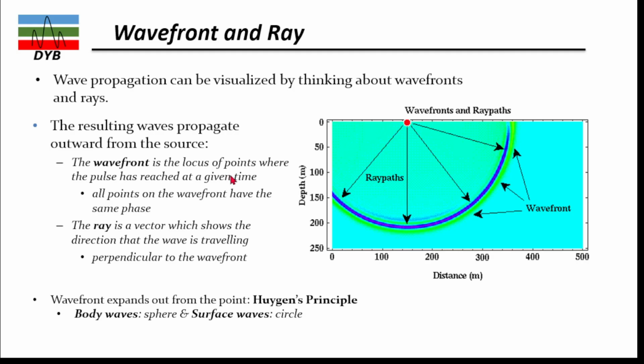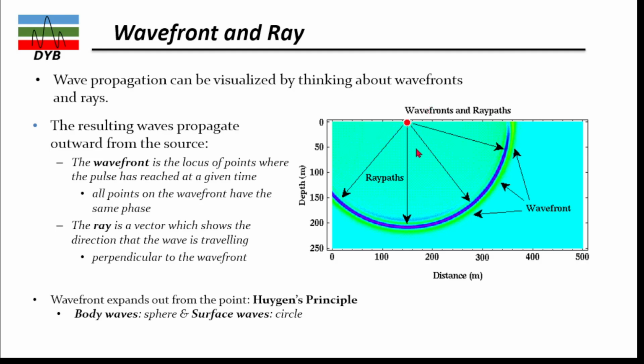This slide is to present what the wavefront and the ray are. So the wavefront, which is shown over here, this is the wavefront and this is the ray part. The wavefront is the locus of the points where the pulse has reached at a given time. So all the points on the wavefront have the same phase, I mean, on this part of the wave propagation.